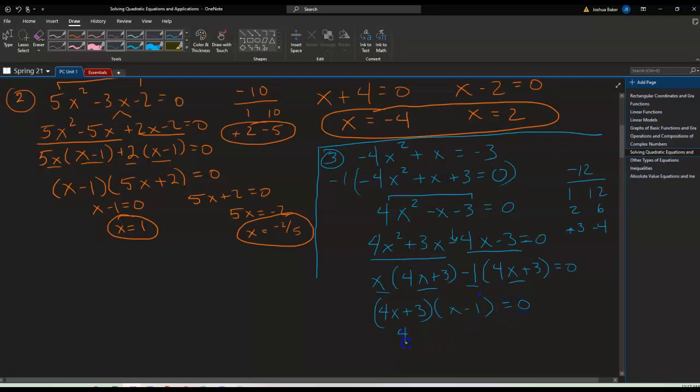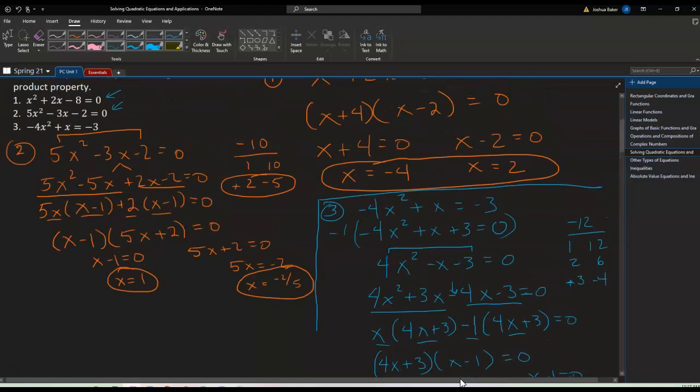And so if I set each of these two things equal to 0 using the zero product property, I'm going to get an answer of a negative 3/4 and an answer of a 1. So these are my two answers to my quadratic equation.